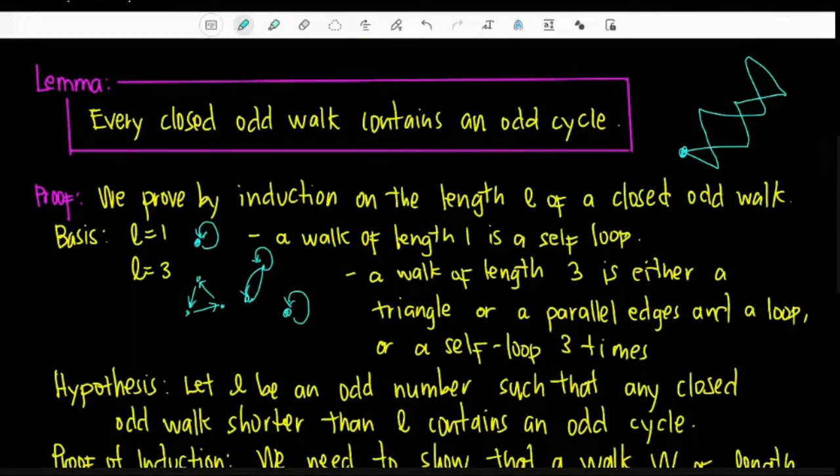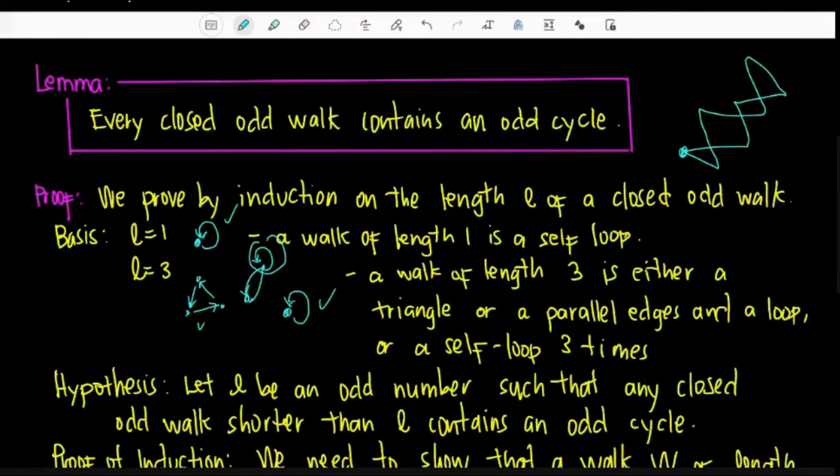That will still comprise a walk. Now, in any of these possibilities, you can always form an odd cycle. So this is a cycle of length 3. This is a cycle of length 1, and this is a cycle of length 1, same as a self loop. This is a cycle of length 1. So anytime you have a closed odd walk, the walk contains an odd cycle. So for the basis of our induction, we're able to show that yes, it is true when the length of the closed odd walk is 1, as well as when the length of the closed odd walk is 3.